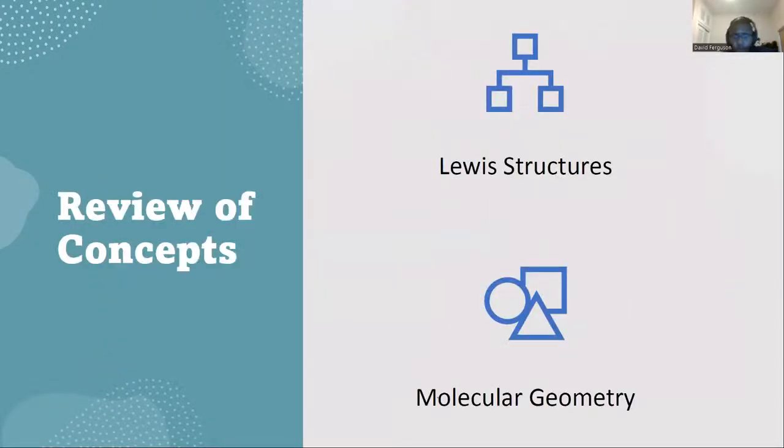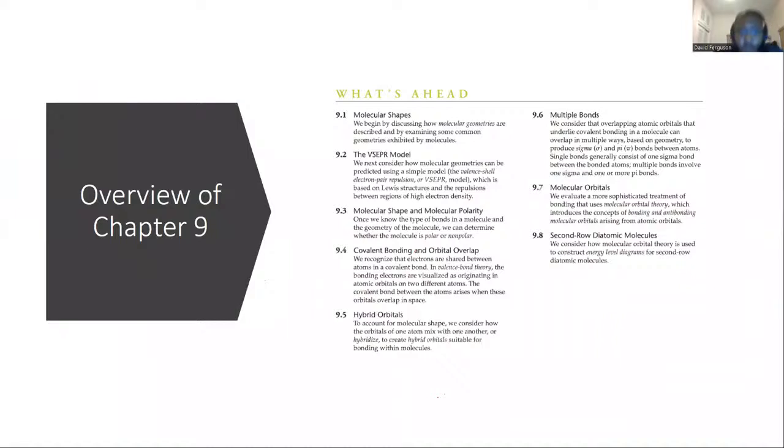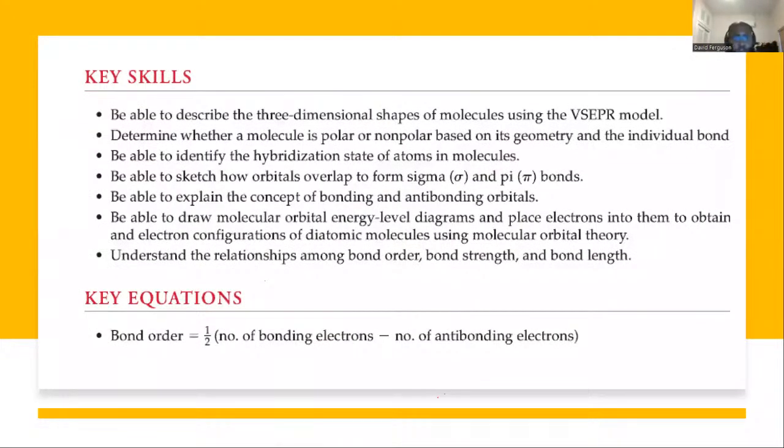So let's talk about Lewis structures and molecular geometry. So we are in Chapter 9 in Chemistry: Essential Science. I want you to be able to understand and describe three-dimensional shapes of molecules using the valence shell electron pair repulsion theory. It's also called VSEPR theory. Determine whether a molecule is polar or nonpolar based on its geometry and the individual bonding arrangements. Be able to identify the hybridization state.